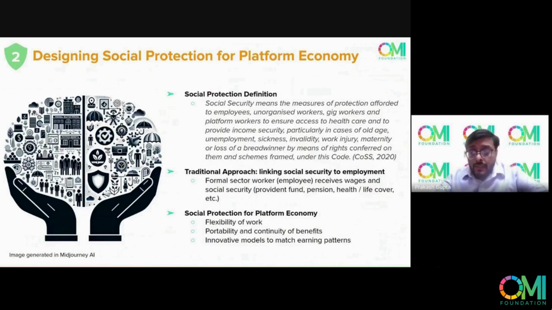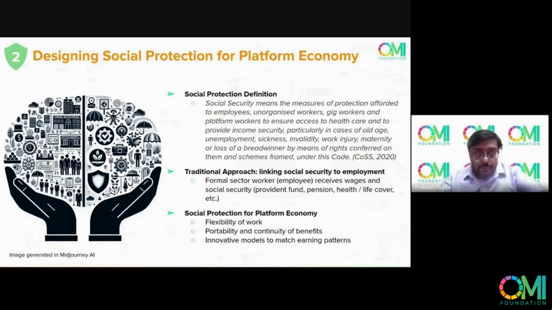Platform work is different. It provides flexibility to workers and it has a transient nature. Thus, we see workers working across different platforms at the same time, and there is no employer-employee relationship. Platform economy probably needs a tailored approach, portable social protection benefits with continuity of such benefits.